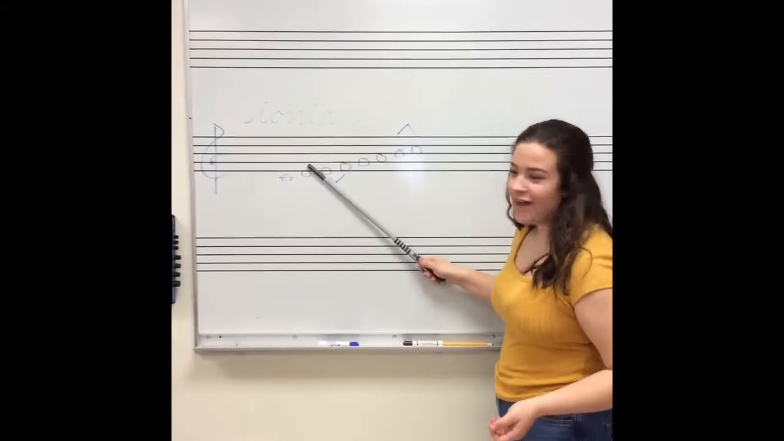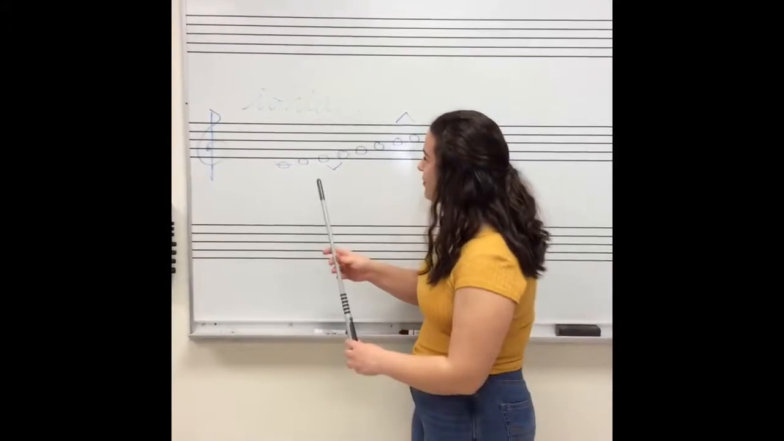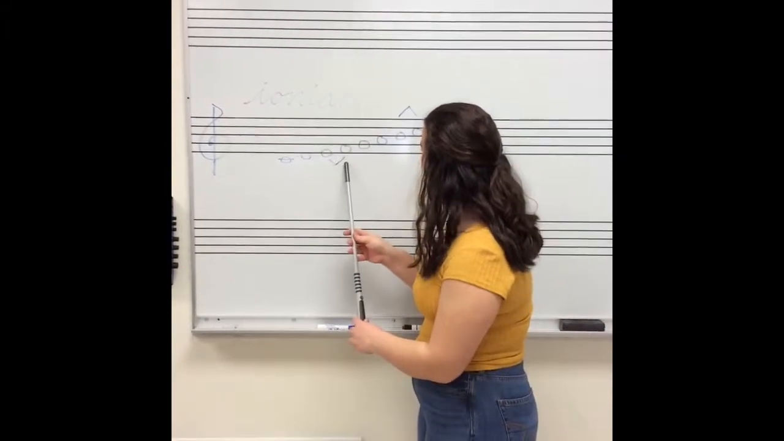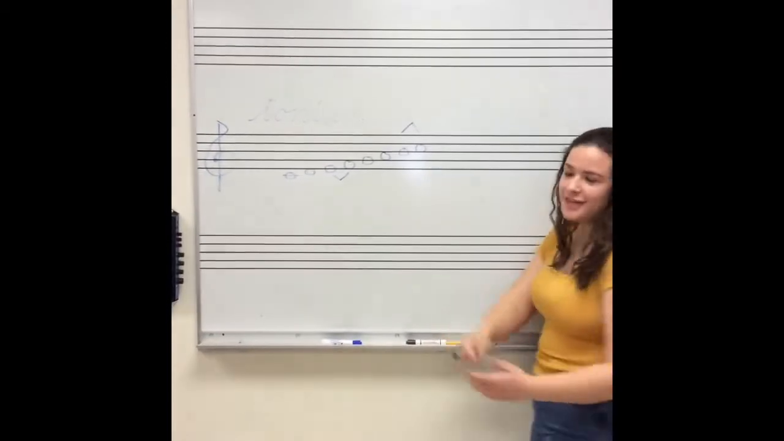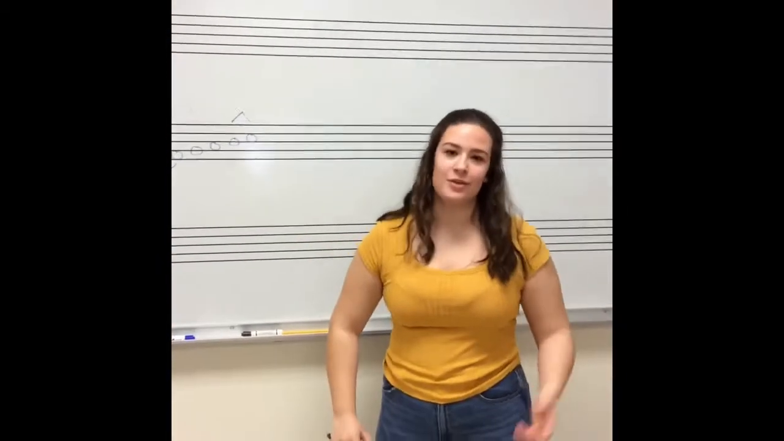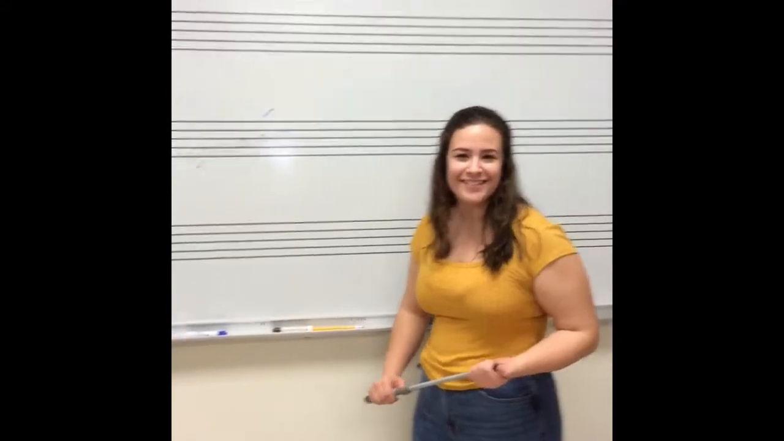So the first mode we have is the Ionian scale. As you can see, it has half steps between 3 and 4, and 7 and 8. This is the most commonly used mode. It sounds major to our trained ears. This is what it sounds like.